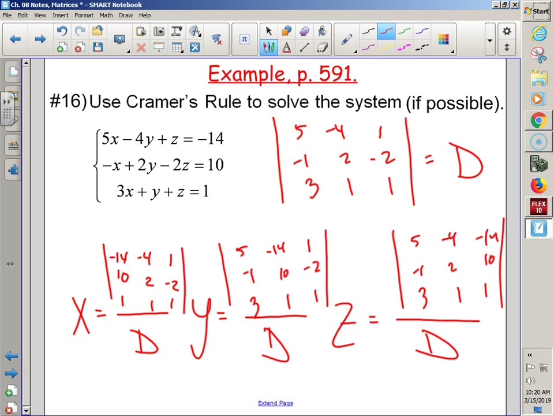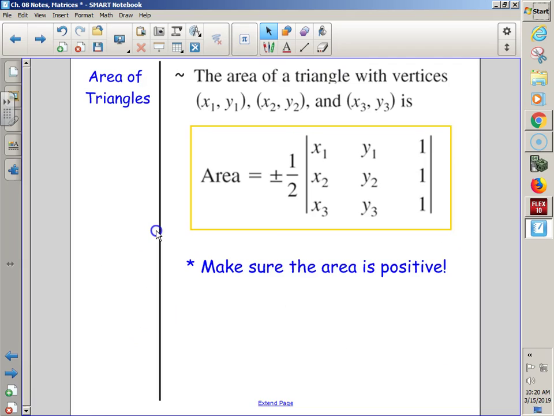So could you guys find him, have all your denominators, and find the determinant for each of your numerators? Yeah. So Cramer's rule works for any system of any size. Is that okay, guys? Just the general gist of Cramer's rule? Okay.